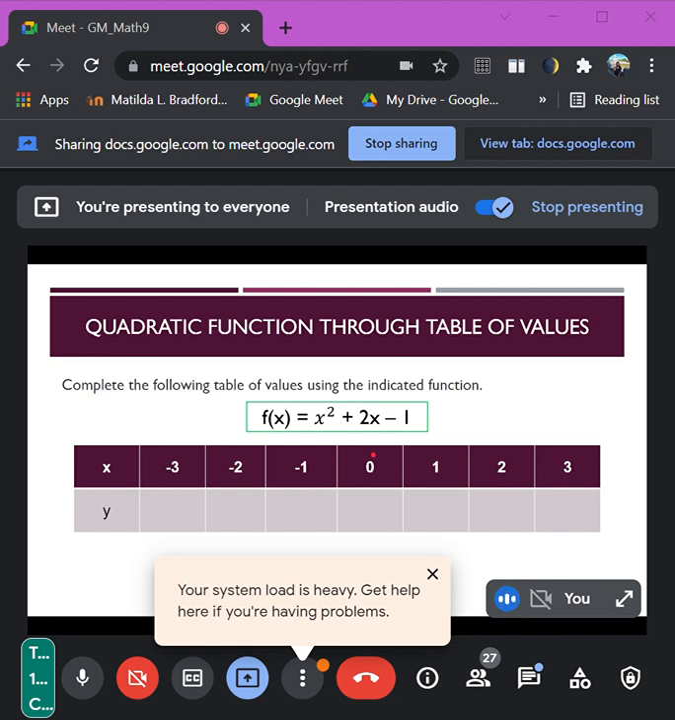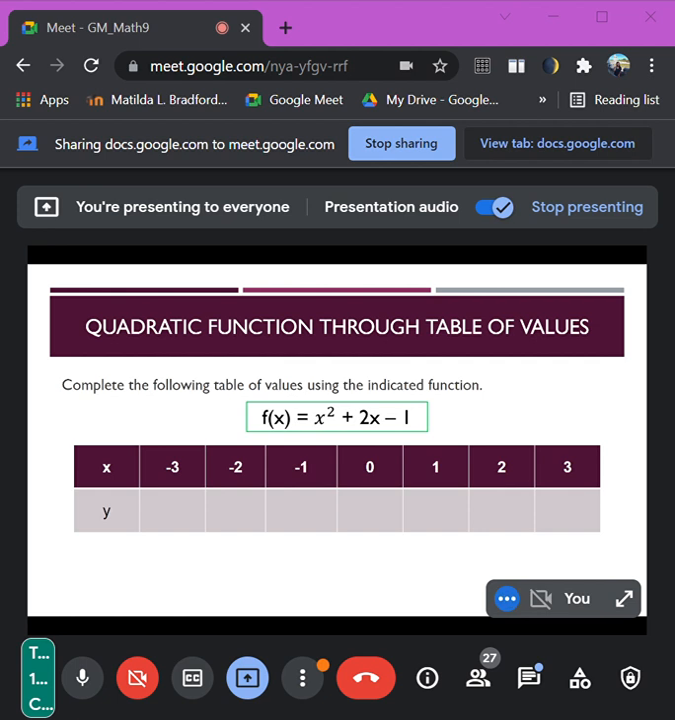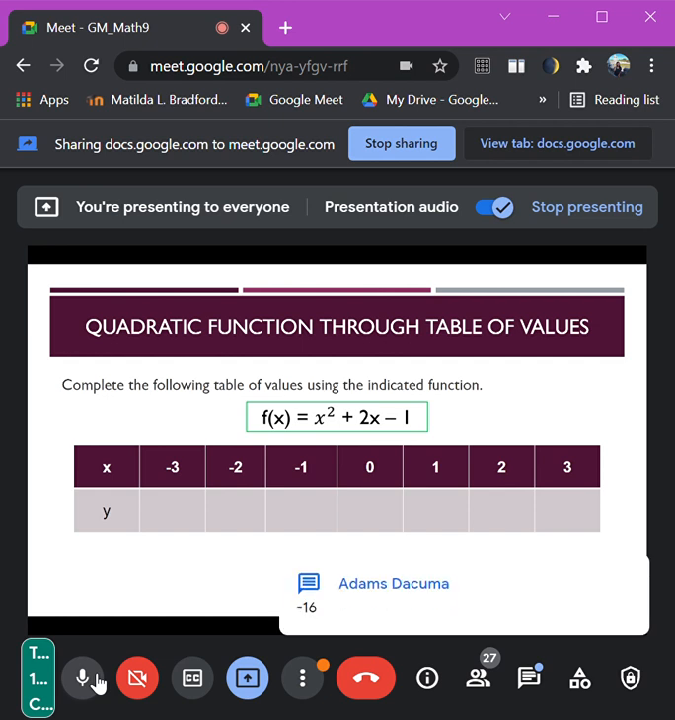x squared. So, negative 3 squared plus 2 times negative 3 minus 1. What is the result, class? Daghan biya kay nasayop ani class sa inyong quadratic inequalities pag last. Integers, nasayop ang mga result. Sige, what is the result, class? Negative 3 squared plus 2x minus 1. We have negative 16.